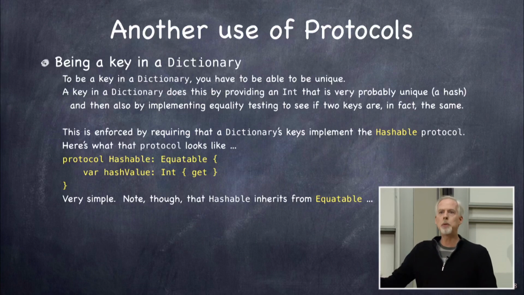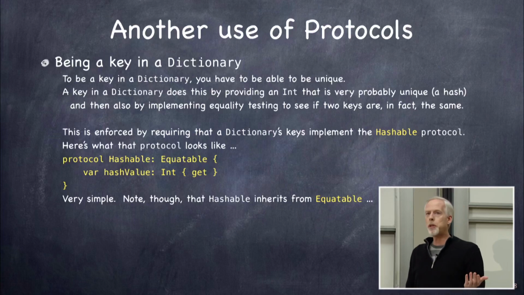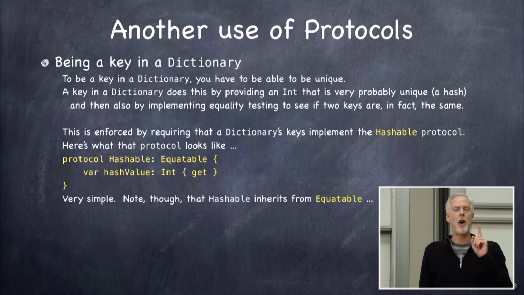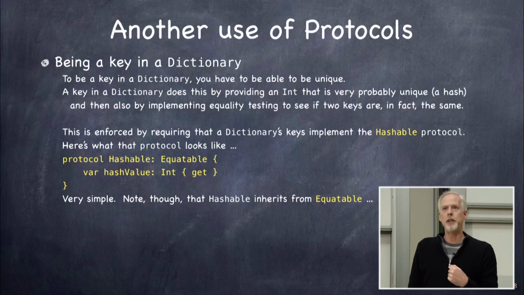So if you want to be hashable, you also have to be able to check if you're equal to something else. Now this is a super simple protocol. It only has one var in it. It's a get-only var, which is the hash value. Okay, some integer that hopefully uniquely represents you. That's what this is.